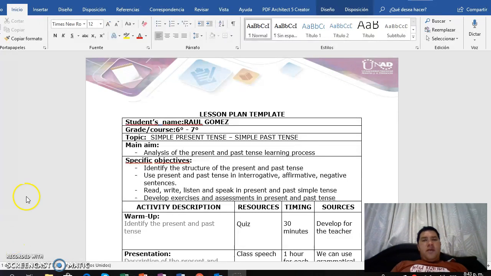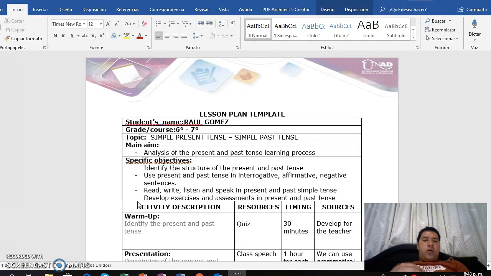The objective that we found here, obviously, is to identify the structure of the present and past tense, where we are going to see with the students the structure of each moment of the present and the past tense. For example, interrogative, affirmative, and negative sentences. We found this elementary and important to develop the learning process in these two areas.